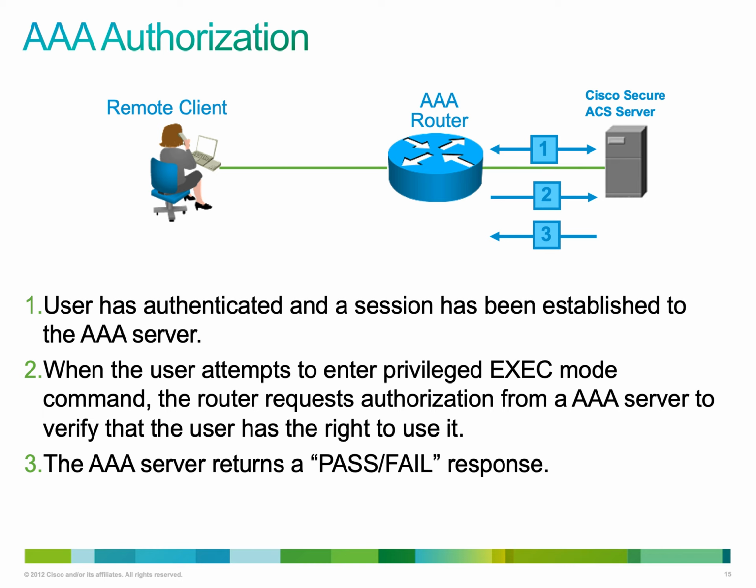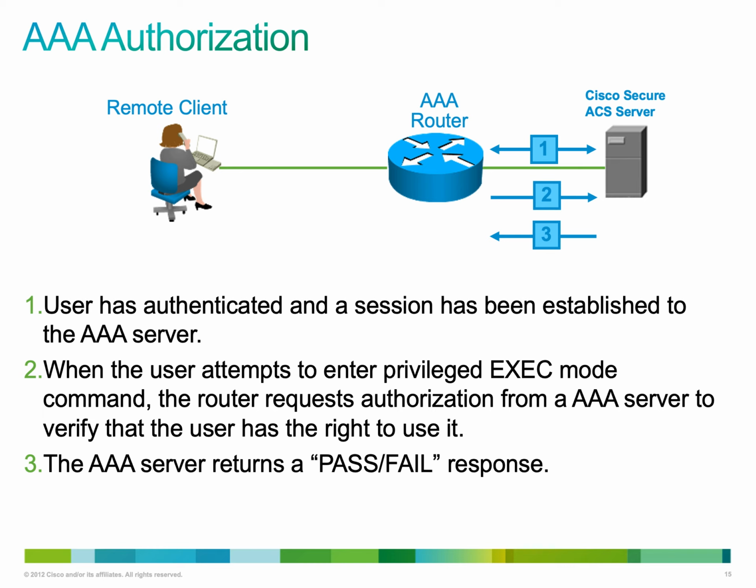How do you get AAA authorization? Here is the remote client. A connection has been established because the client has been authenticated. So we say this remote client, which is the user, has authenticated and a session has been established to a AAA server. So it has already done authentication. You know, authentication has to come first before we talk about authorization. So this blue line is the authentication that has been established from this client to the ACS server. Now that is done. After that, we will start the authorization process.